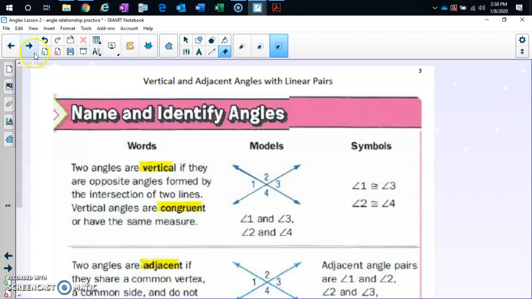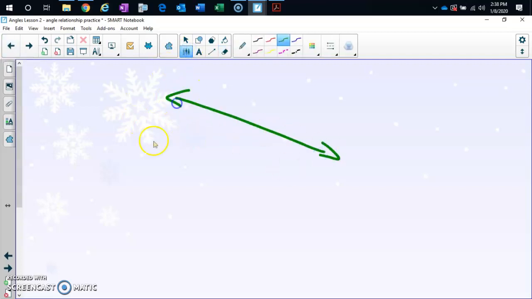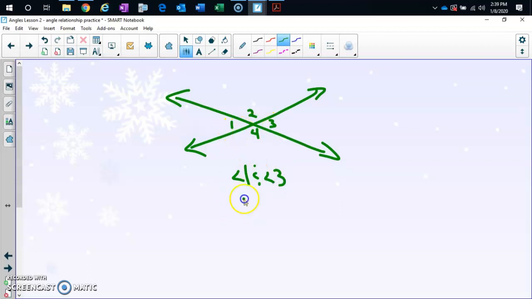All right, I'm going to add a page here and explain this a little bit before we start with the notes. When you have two lines that intersect, I refer to this as an angle clump. I'm going to call these angle 1, 2, 3, and 4. There are two types of angles in an angle clump. The angles that are straight across from each other, angle 1 and angle 3, and then angle 2 and angle 4, are called vertical angles.